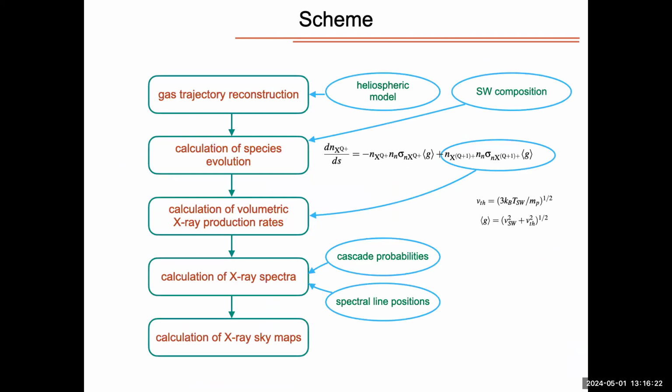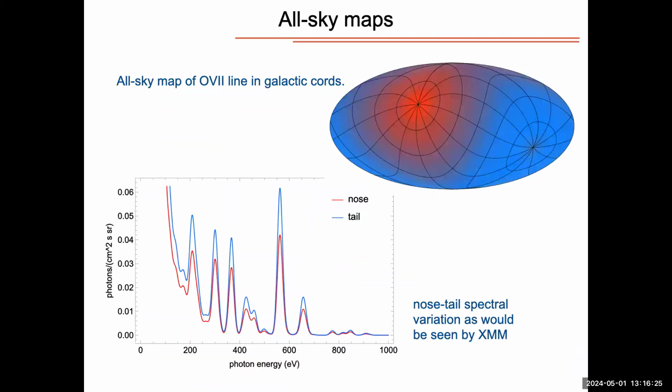And finally, one can integrate those data along the line of sight from our location, which is nearly the solar location, outward, and get an all sky map of how the entire sky shines in a particular line. Here is an example of the oxygen 7 line, the brightest one. And one can actually see that the nose and tail have differences, in particular, the brightness differs by like 50%.